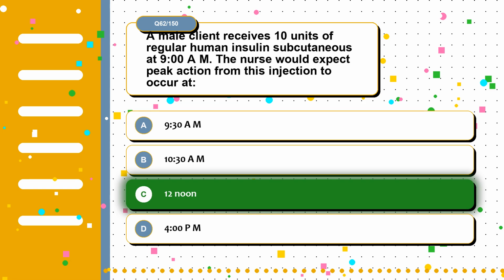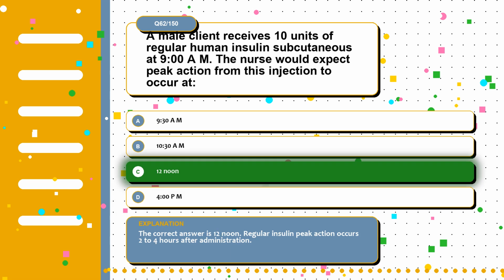The correct answer is option C, 12 noon. Regular insulin peak action occurs 2 to 4 hours after administration.